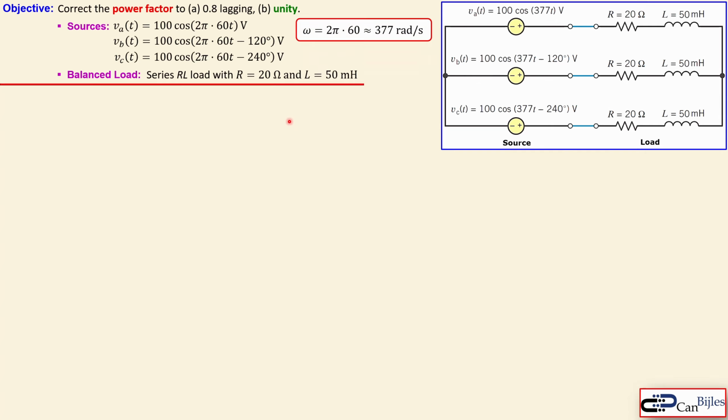Before we dive into the calculations in detail, let's also designate here our omega, which is 2 pi times 60 Hertz, which is in this case approximately very close to 377 radians per second. Okay, let's first look at our calculations.